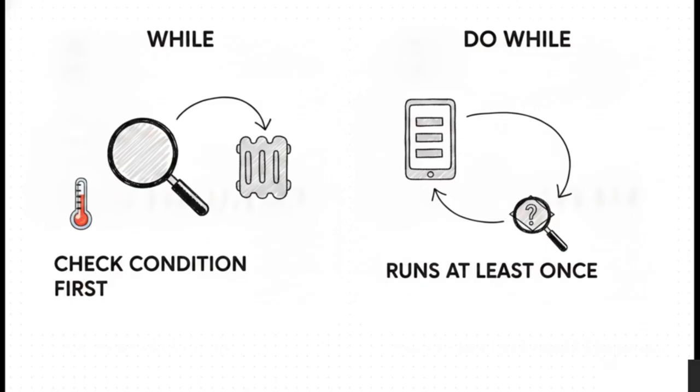Then we have its sibling, the do-while loop. The really crucial difference here is that the condition is checked at the end of the loop, not the beginning. Meaning it guarantees your code runs at least one single time before it even asks whether it should repeat. This is incredibly handy for things like digital menu systems, where you obviously need to display the UI to the screen at least once before asking the user for their input.